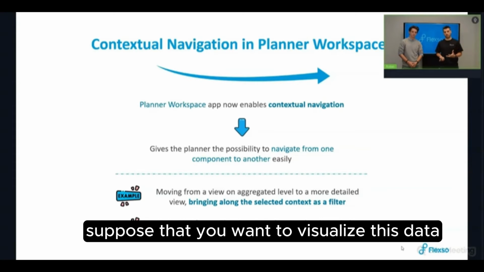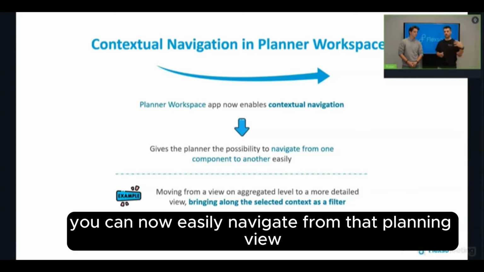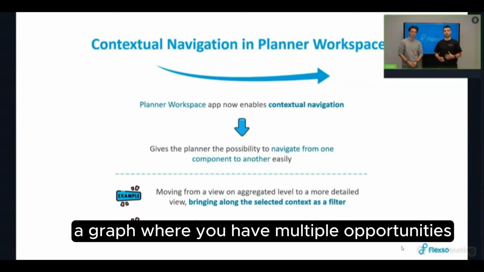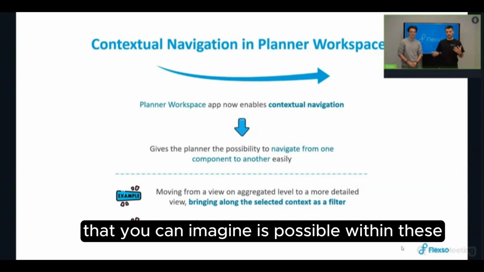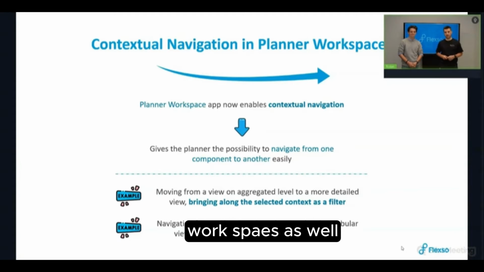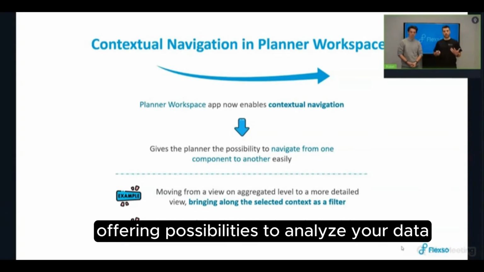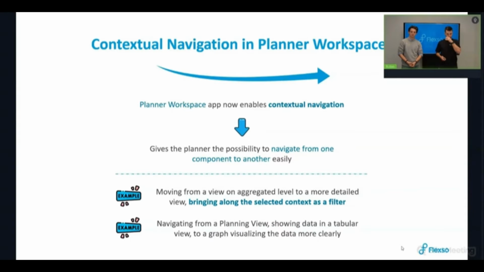Suppose that you want to visualize this data more clearly, you can now easily navigate from that planning view to a specific graph. Graphs where you have multiple opportunities. Think about pie charts or bar charts. Everything that you can imagine is possible within these planner workspaces as well. So you can now easily navigate from one to another, again offering possibilities to analyze your data more accurately, more precisely, and of course also saving some time.